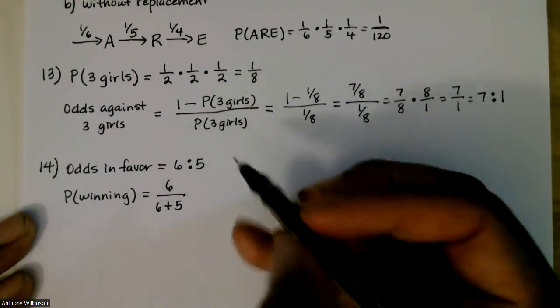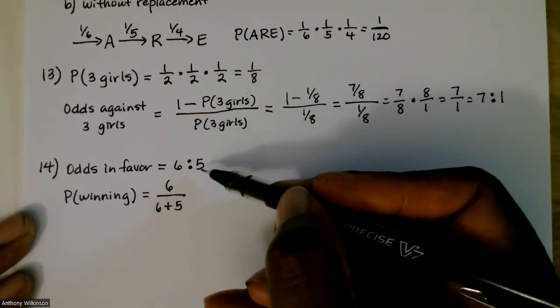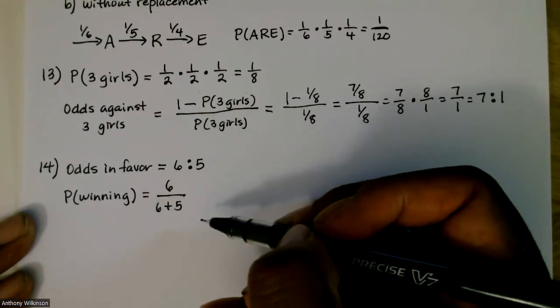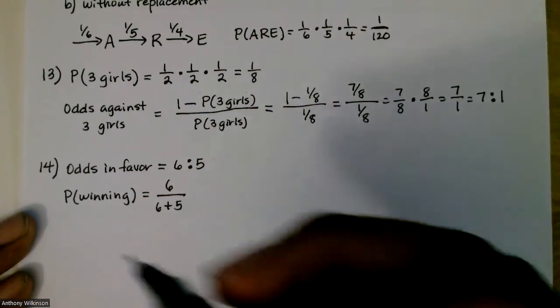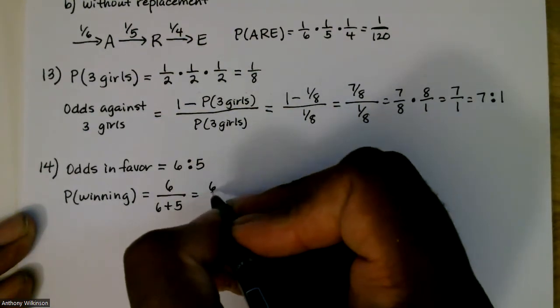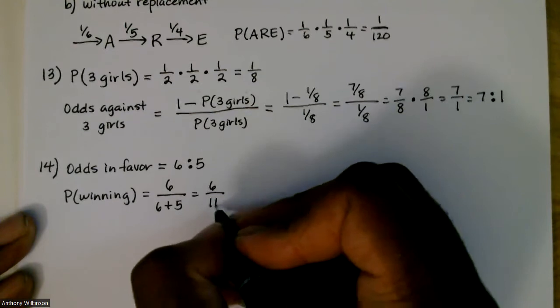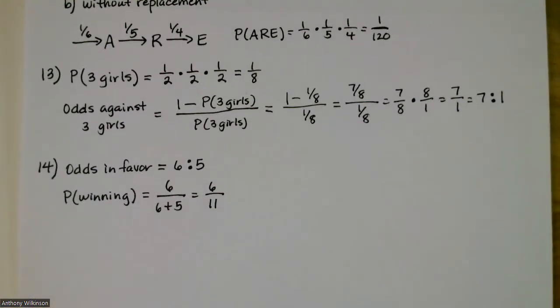Now, had it been odds against, then we take the second number, which is that 5. That will be your numerator. And then the denominator, you'll still have to add your two numbers together. All right, so bring over the 6, add 6 and 5 together, you'll get 11. So the probability of Fast Leg winning would be 6 over 11.